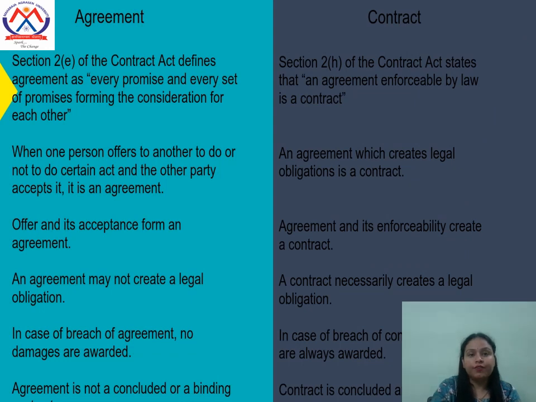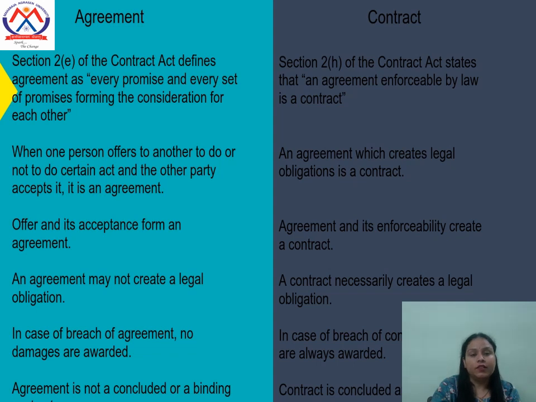Now we are going to differentiate between agreement and contract. First of all, on the basis of definition, Section 2(e) of the Contract Act defines an agreement as every promise and every set of promises forming the consideration for each other. On the other hand, the contract has been defined under Section 2(h) as an agreement enforceable by law.